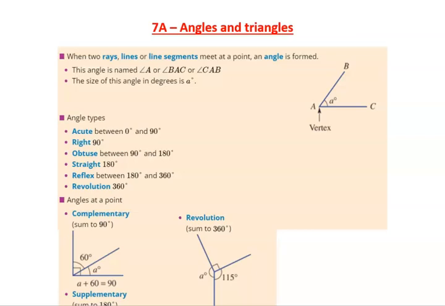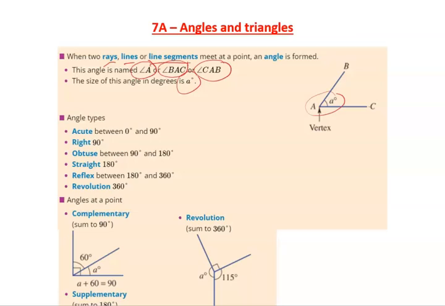Alright, back to basics. An angle is formed when two rays or lines or line segments meet at a point. That's when we get an angle. So the angle could be called, in this case, angle A, which is at point A, or angle BAC with the vertex in the middle, or angle CAB, vertex in the middle. And the size of the angle is A degrees, shown there.